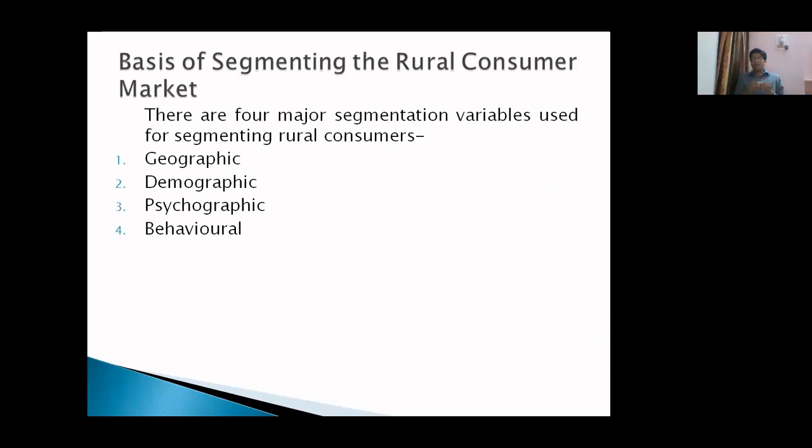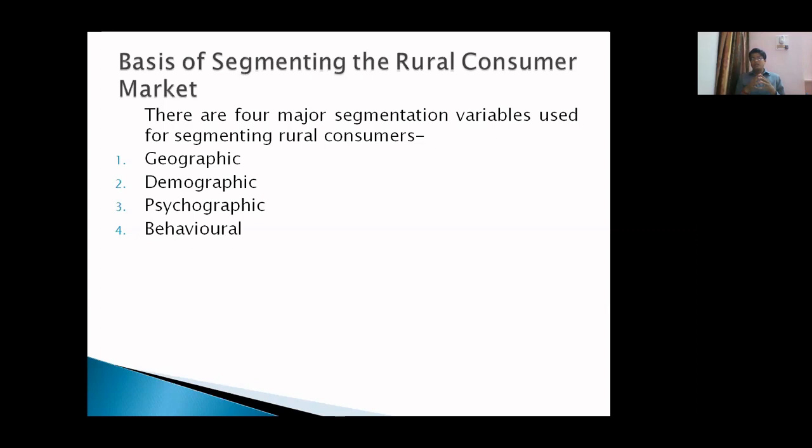Now, there are many variables that affect the needs, behavior, or wants of a consumer, either in urban areas or rural areas, and these variables need to be studied so that it may be easy for a marketer to segment a market and choose the segment that he could serve the best.